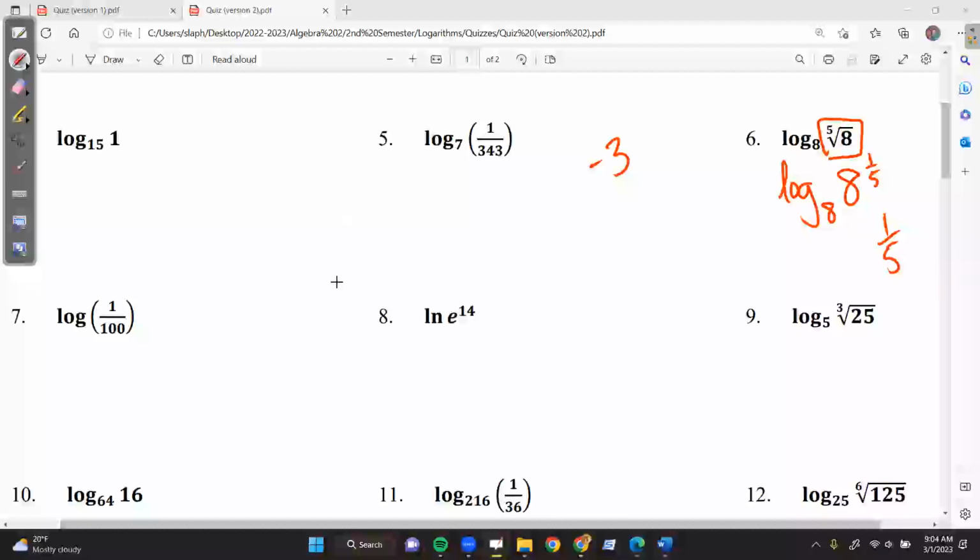Question number 7 is another flipper. And the idea here is it's a combination of an invisible base problem with a flipper. The base is 10. And the question is 10 to what power flips to 1 over 100? How many 10s do I need? I need 2. But since they're flipped down, I need 10 to the -2.